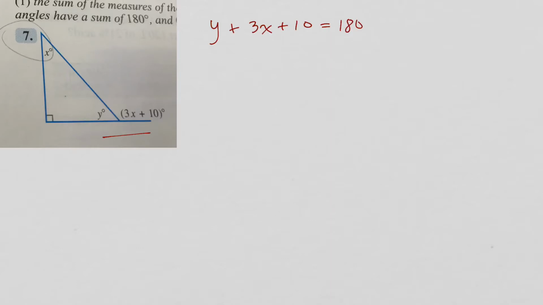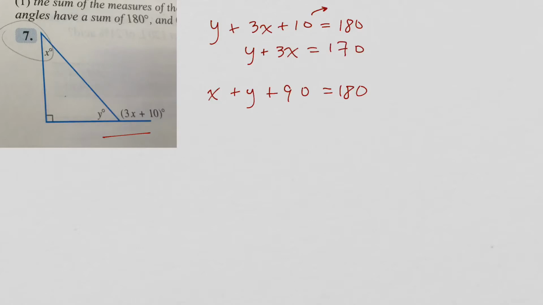And the next equation is x plus y plus 90 are the three angles, and all three angles in every triangle also add up to 180. So I'm going to simplify each of these. Now when I simplify this top one, I'll move the 10 over, so I have y plus 3x is equal to 170.